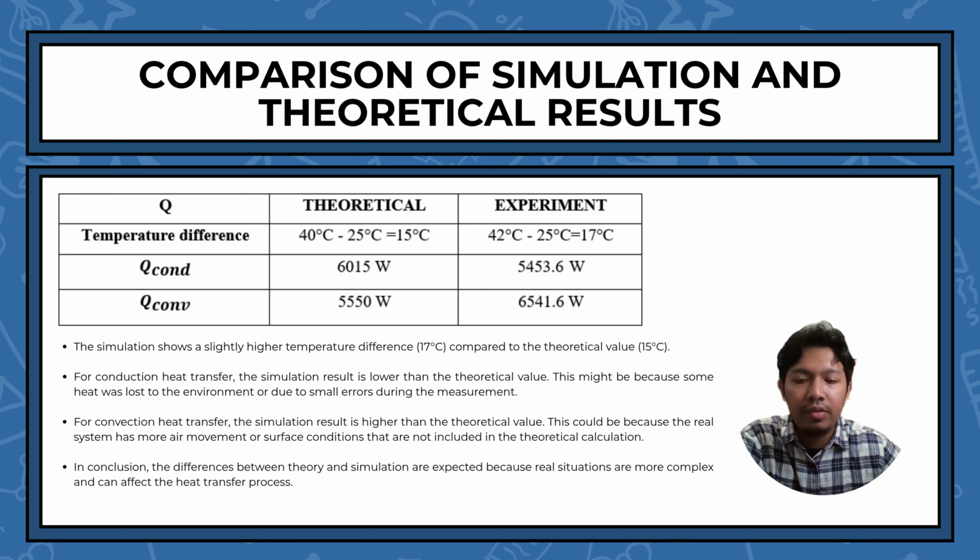For conduction heat transfer, the simulation result is lower than the theoretical value. This might be because some heat was lost to the environment or due to small errors during the measurement. For convection heat transfer, the simulation result is higher than the theoretical value. This could be because the real system has more air movement or surface conditions that are not included in the theoretical calculation. In conclusion, the differences between theory and simulation are expected because real situations are more complex and can affect the heat transfer process.